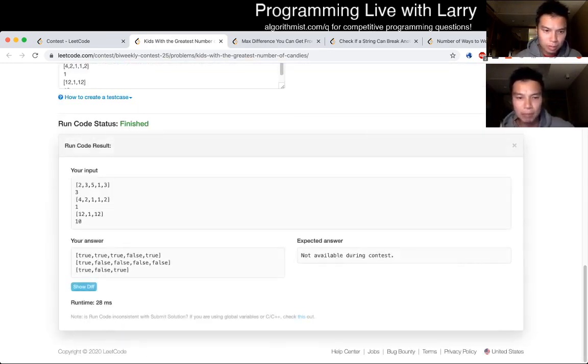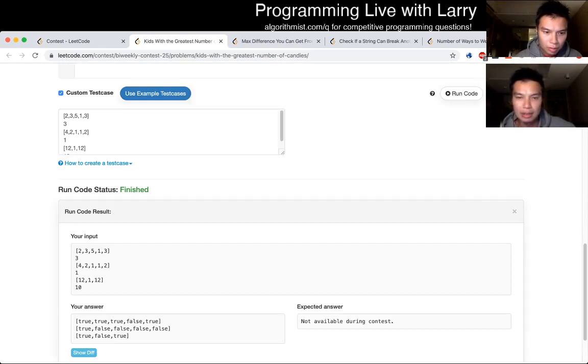Solved this in about 2 minutes. And that was pretty much it.